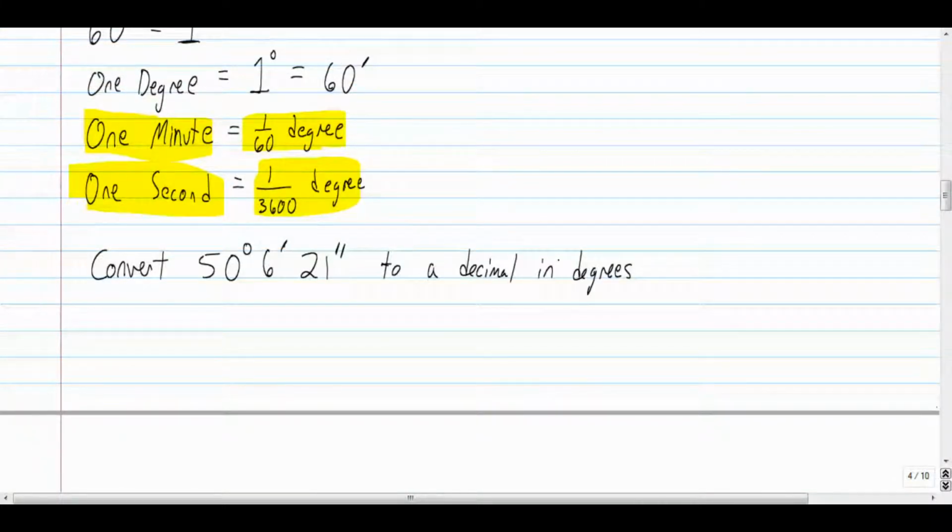Well, the whole number part of our decimal in degrees is already given, the 50 degrees. So that's the first part: 50 degrees plus, now we want to convert 6 minutes over to degrees. So we'll just say 6 minutes times 1/60th of a degree. And that is going to be 6 over 60, which is 1/10, or 0.1. Okay, and I'll write that down in the next step. So plus, the next part is converting seconds over to degrees. So that's going to be 21 seconds times 1 second, which is 1/3600th of a degree.